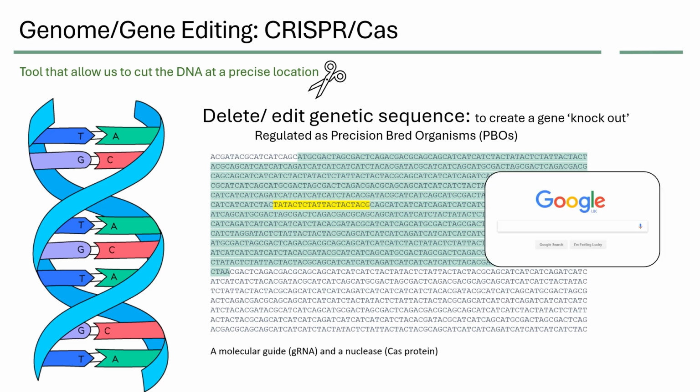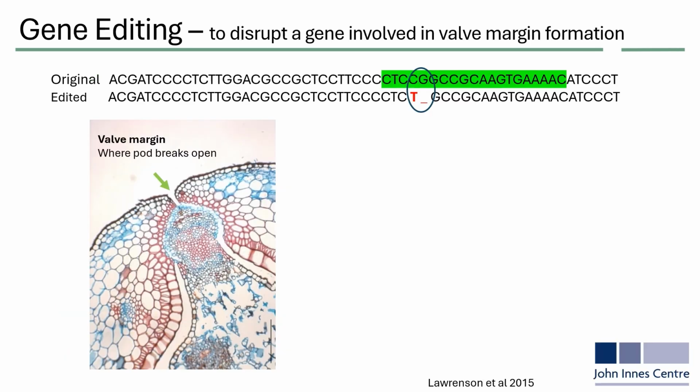And you can think of this a bit like a Google search engine. And once it finds that sequence, it locks on. And then we introduce a nuclease or a Cas protein, which cuts the DNA at that location. So what we then hope is that the plant will attempt to repair itself, and in doing so will introduce an error. And this is what it looks like in reality.